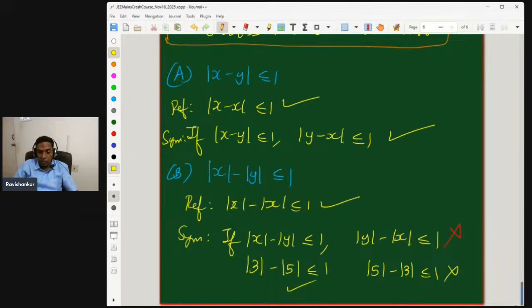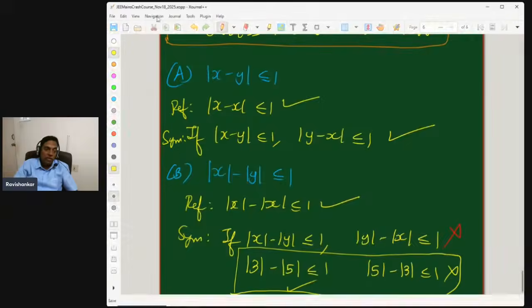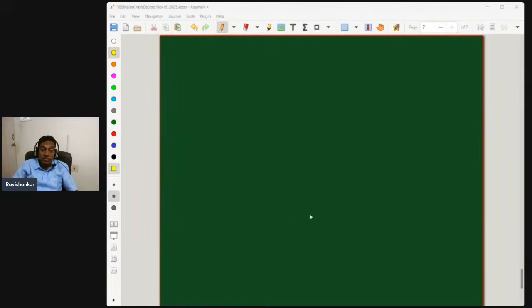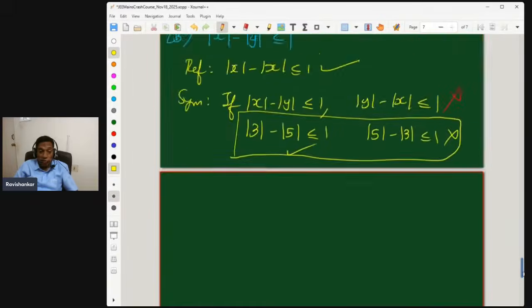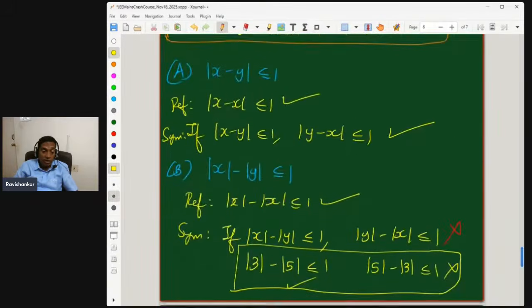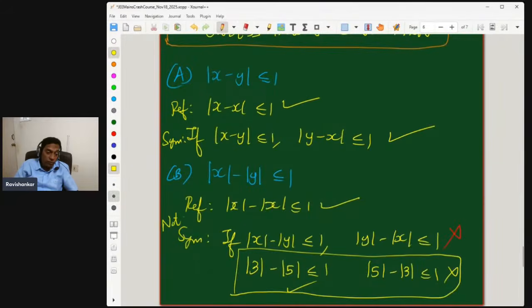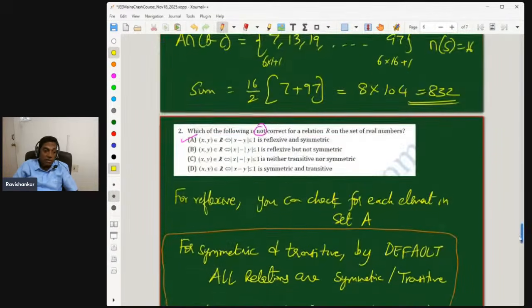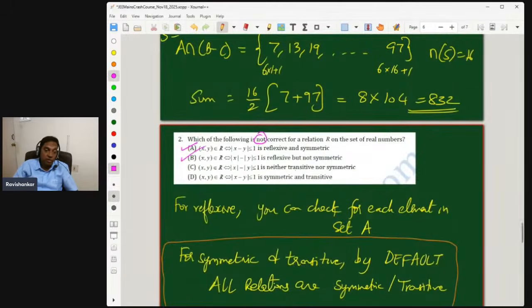Just to give you a violation, specific violation. Okay. Coming up with such violations is very, very important. That's why it's not symmetric. But overall, we have to actually check for not symmetric, and not symmetric is correct. That means this statement itself is correct because this says not symmetric. Then third case is neither transitive nor symmetric.